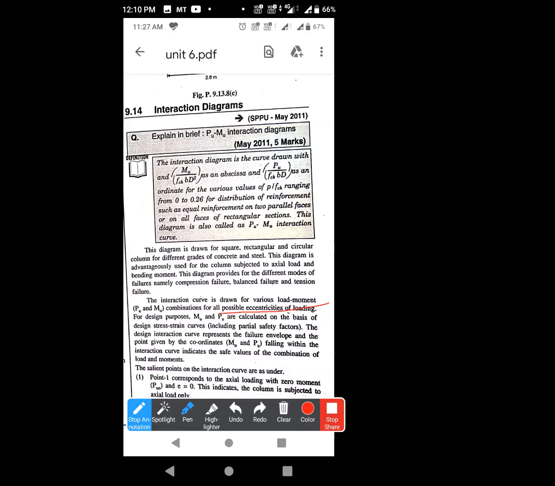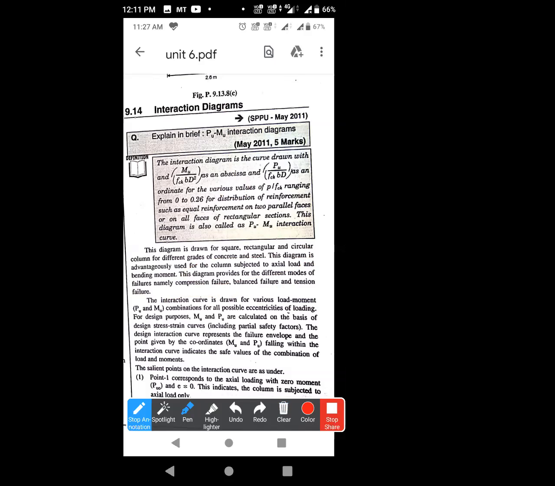The design interaction curve represents the failure envelope, and a point given by the ordinates Mu and Pu falling within the interaction curve indicates safe values of the combination of loads and moments. See here, what are the Mu and Pu diagrams? They mainly concern those columns which are subjected to both axial load as well as bending. These diagrams are used for the design of those columns, which may fail in different modes, compression, balanced, or tension failure.